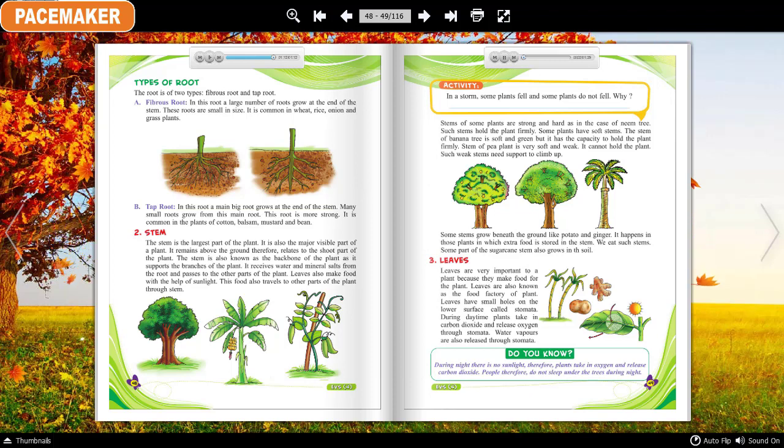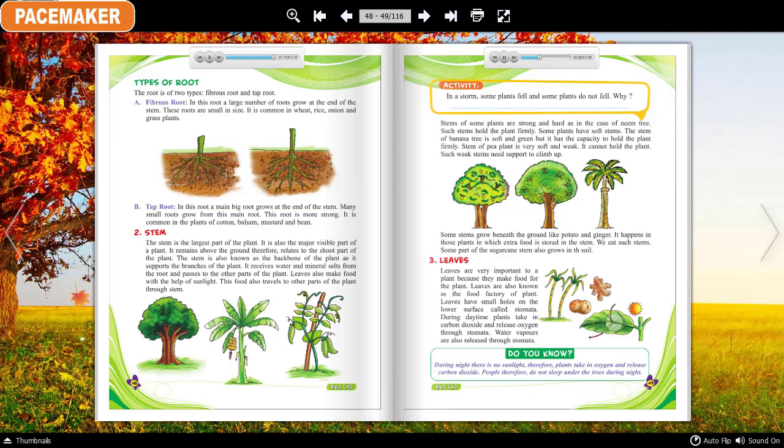Activity. In a storm, some plants fall and some plants do not fall. Why? Stems of some plants are strong and hard, as in the case of neem tree. Such stems hold the plant firmly. Some plants have soft stems. The stem of banana tree is soft and green, but it has the capacity to hold the plant firmly. Stem of pea plant is very soft and weak. It cannot hold the plant. Such weak stems need support to climb up.